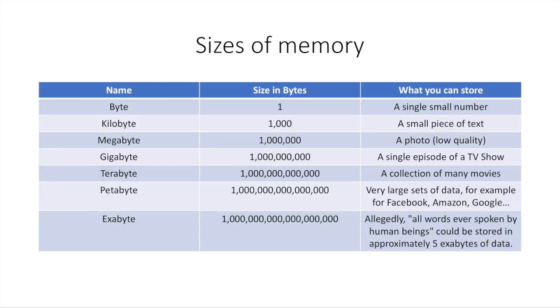It just goes up, right? So in a terabyte, you can store a collection of many movies on a single hard drive. Basically, hard drives come in 1, 2, 3, 4, up to 6 terabytes these days. Now the next level up is a petabyte, and that's 1,000 terabytes. So picture 1,000 hard drives, you know what I mean? And that's for very, very large sets of data.